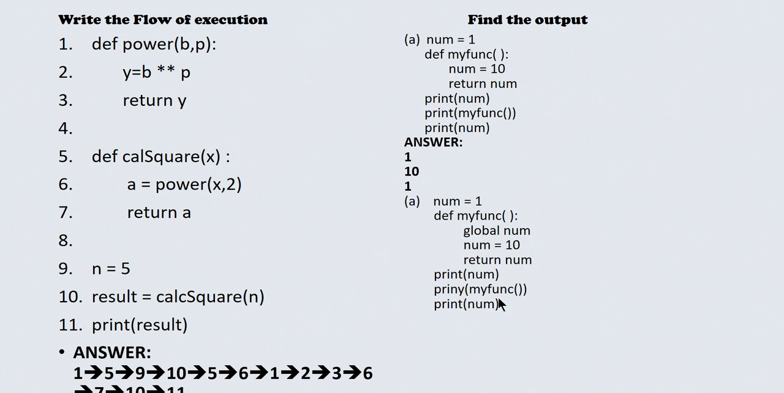So here print of my function. What is the value returned? No change at all, it is 10 only. So here there is a change. Print of num. After executing the earlier statement, you are actually changing the value of the num variable, because you have given the statement here as global num, which will actually change the value of the global variable. So here when you try to print num, it will print the value as 10. So this is the output of this particular program.